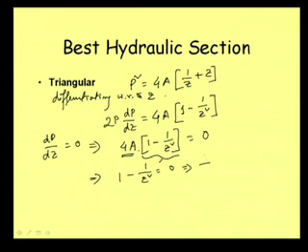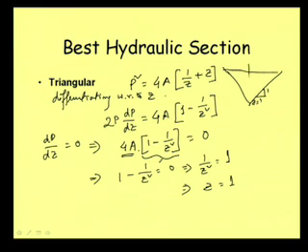This implies 1 by z square is equal to 1, and 1 by z square can be equal to 1 only when z is equal to 1. So, this z is equal to 1, that means the angle theta must be equal to 45 degree. So, this implies theta is equal to 45 degree.